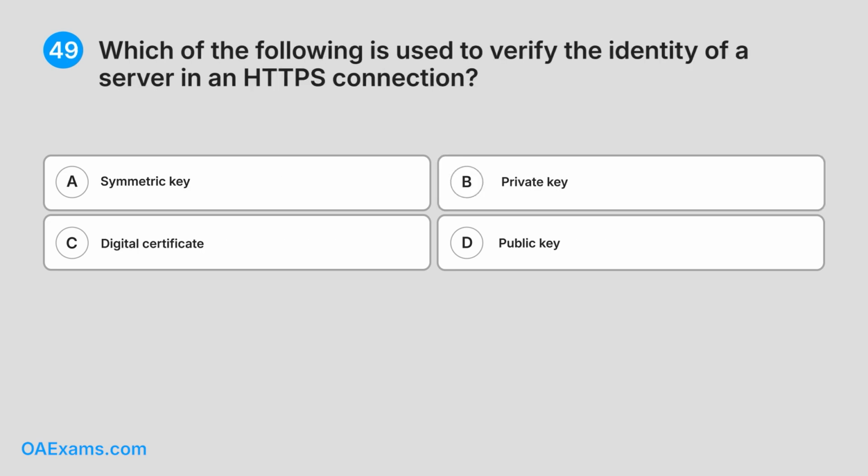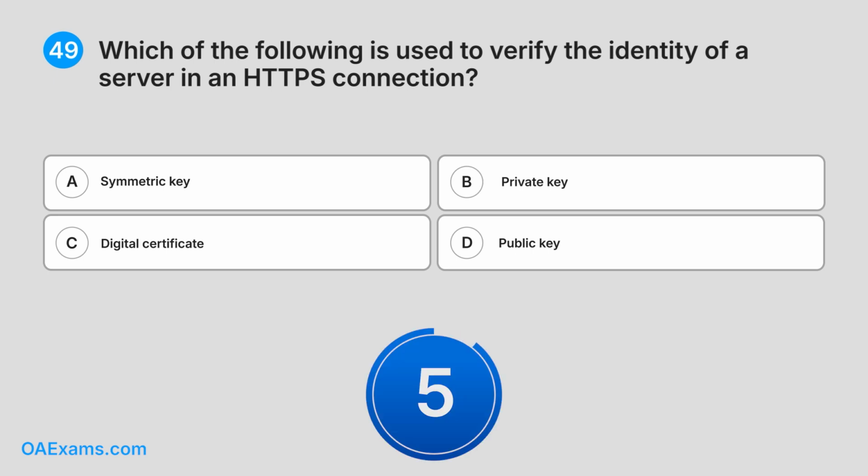49. Which of the following is used to verify the identity of a server in an HTTPS connection? A. Symmetric key. B. Private key. C. Digital certificate. D. Public key. What do you think is the answer?